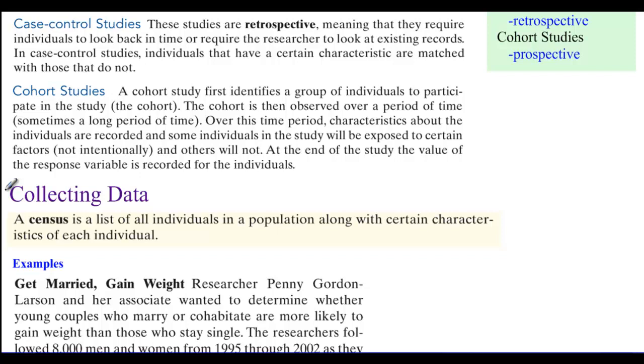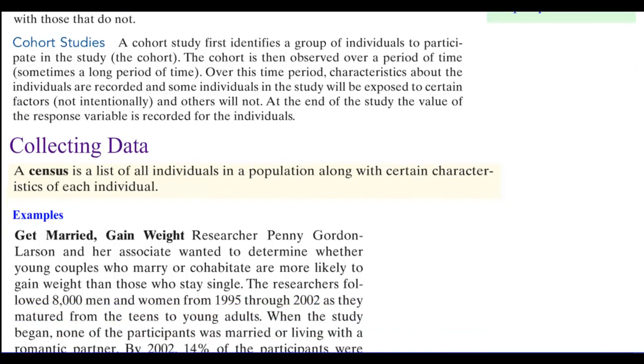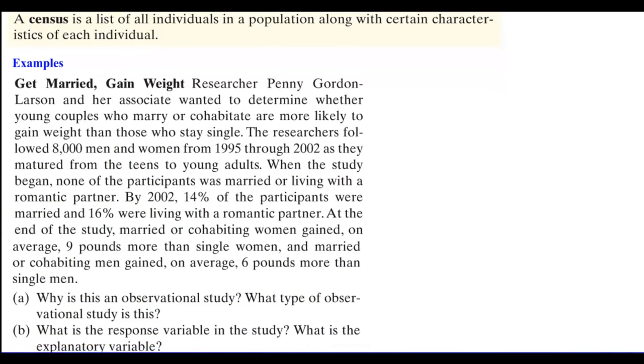And then collecting data, a census is a list of all individuals in a population along with certain characteristics of each individual. So we talk about the United States Census, and in theory, that is every person in the United States as well as the data on each of those people. We realize that's not completely accurate because not everybody has an address. So let's look at a few examples.